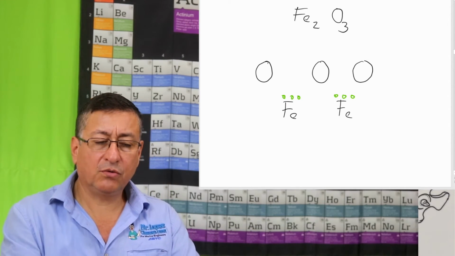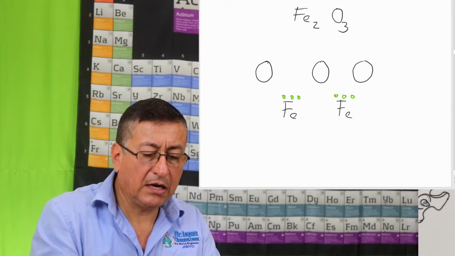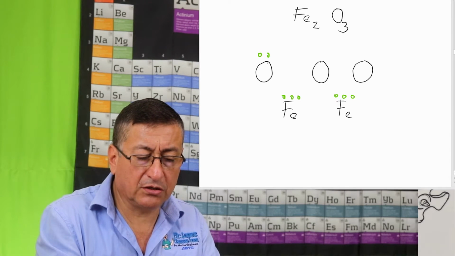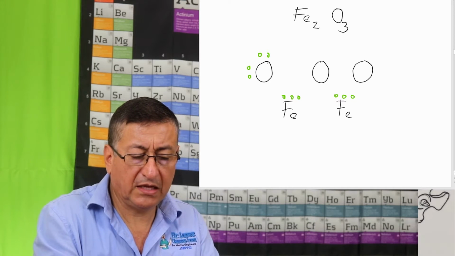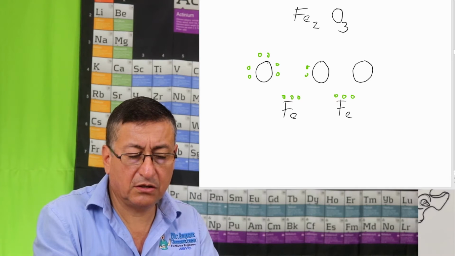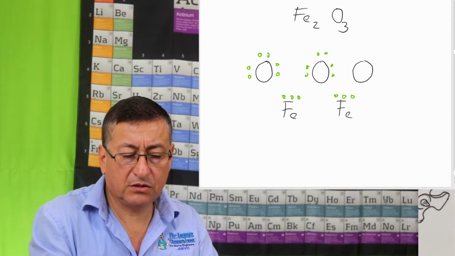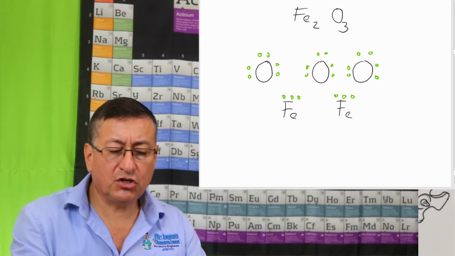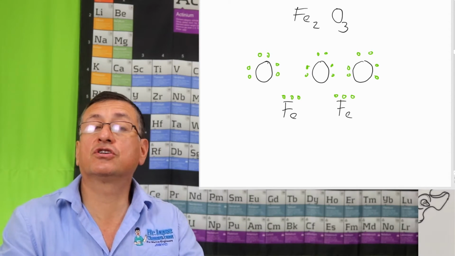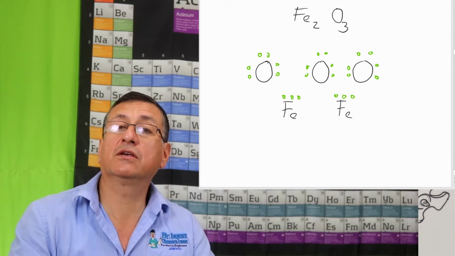The iron has 3 electrons in the last orbit. And let me check the oxygens. The oxygen has 6, no? The oxygen has 6 electrons in the last orbit. And each oxygen needs 2 additional electrons to be stable.